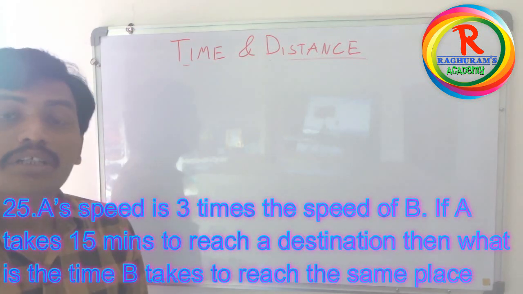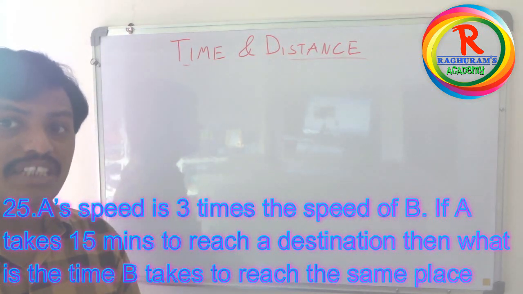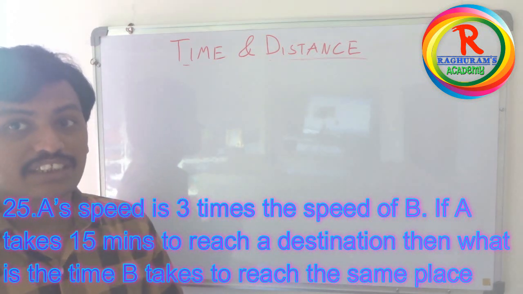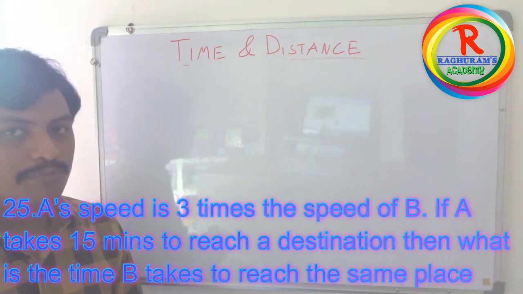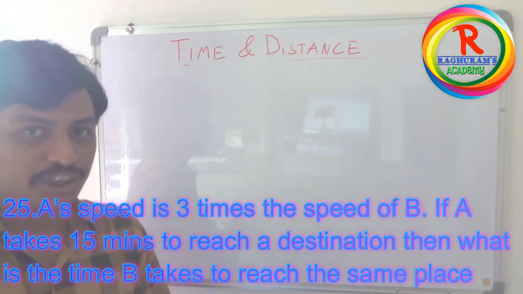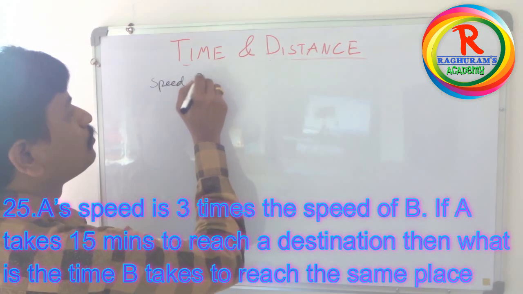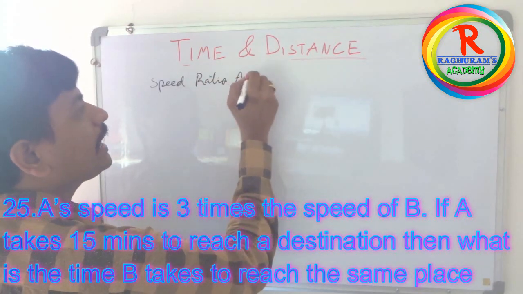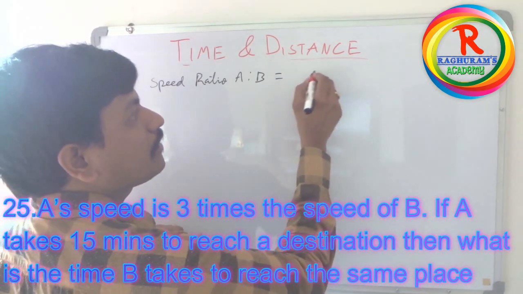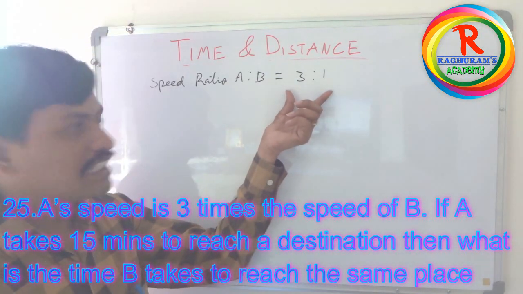Let us see a different problem, a similar problem but asked in a different style. If A's speed is 3 times the speed of B, if A takes 15 minutes to reach a destination, then what is the time B takes to reach the same destination? Similar problem asked in a different style. So A's speed is 3 times the speed of B. That's nothing but the speed ratio A:B. A is 3 times the speed of B. If B is 1, then what is A? 3. So the ratio of speed is 3:1.